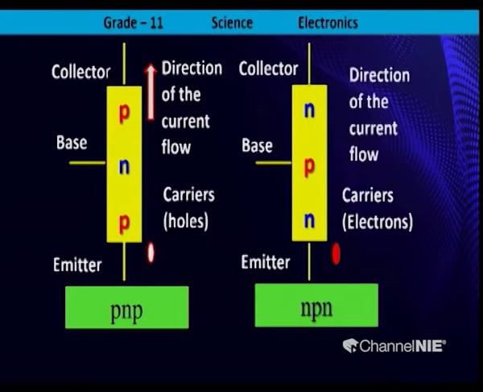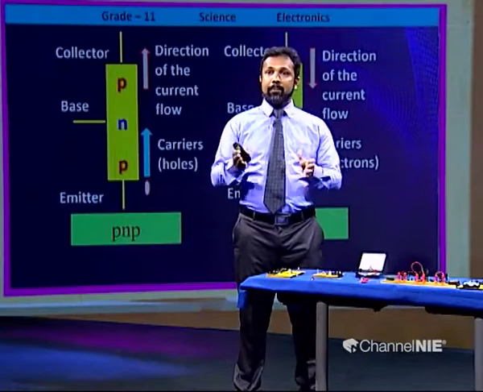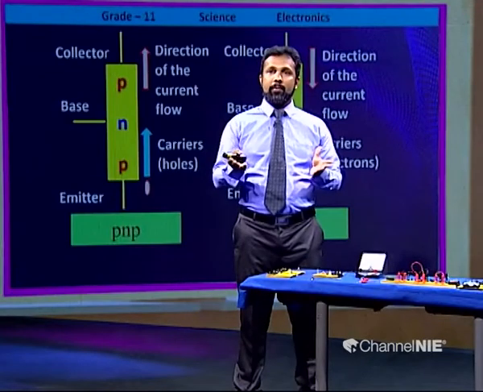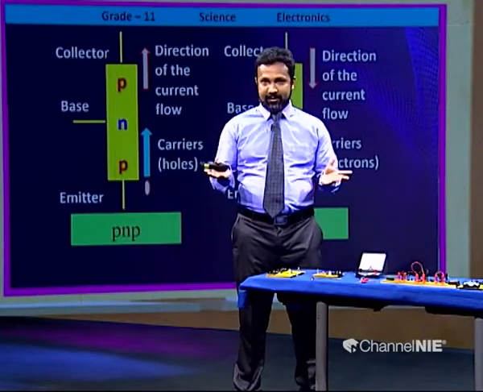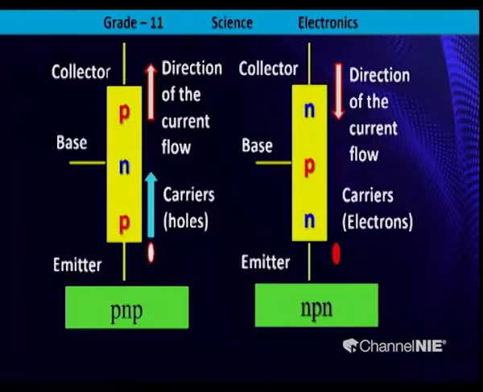Right. What is the direction of the current flow? In Npn transistors, current flows from collector to emitter. Right. Pnp transistors, current flows from emitter to collector. That's the difference between direction of the current flow in Pnp transistors and Npn transistors.